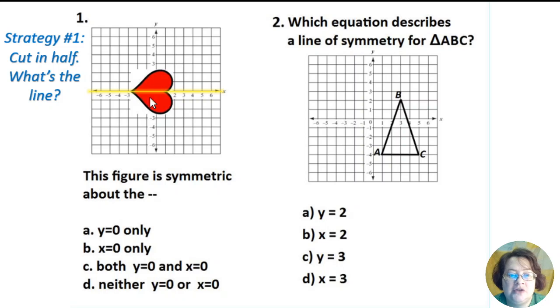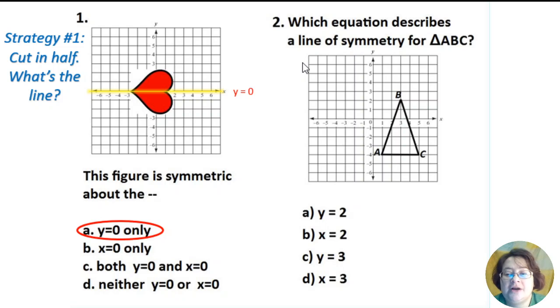I see it is symmetric on both sides, and that line is over my x-axis, or the line y equals 0. So y equals 0 only is going to be my answer. Remember, right at the very beginning of this problem, we said that if we cut it this way, that's not in half, so x equals 0 would not be an answer choice.